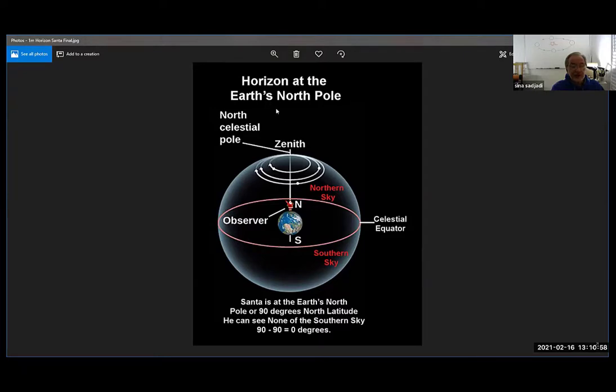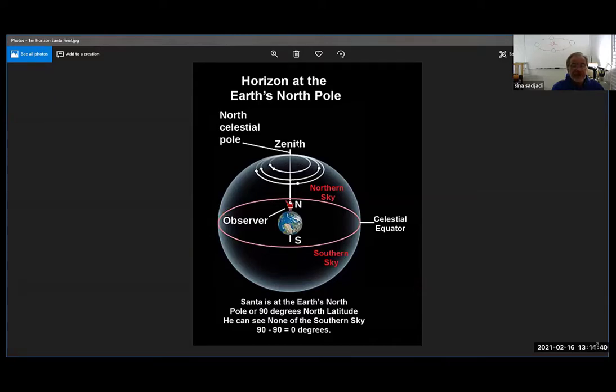This is horizon of the Earth's North Pole. So here's Santa. Now, one thing I'd like you to notice, this is the celestial equator. It's also Santa's horizon. Again, northern sky is above the celestial equator. So Santa's horizon is the celestial equator. Southern sky is below it. Santa doesn't see any of the southern sky at all. And he sees the stars going like this around North Celestial Pole. Again, zenith is at North Celestial Pole here, right? So zenith is pointing to North Celestial Pole. Santa sees North Celestial Pole at his zenith.